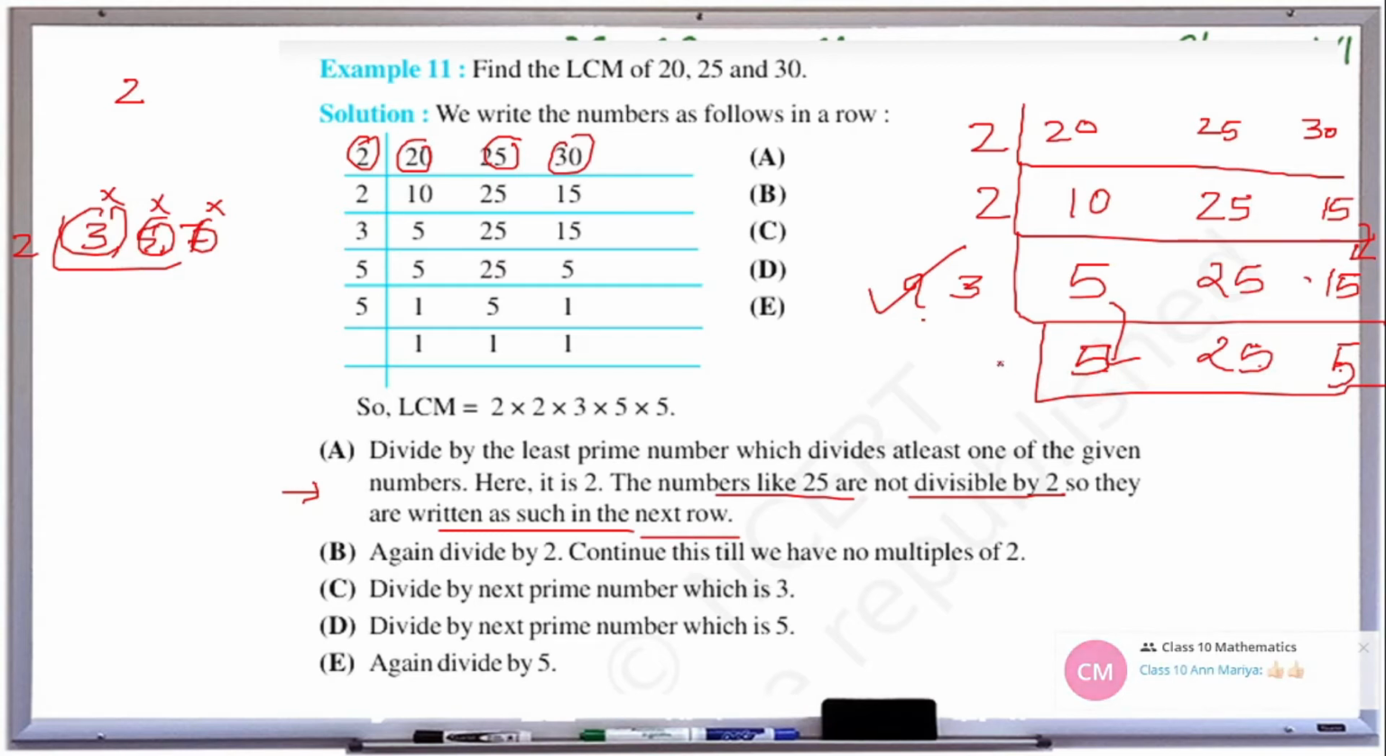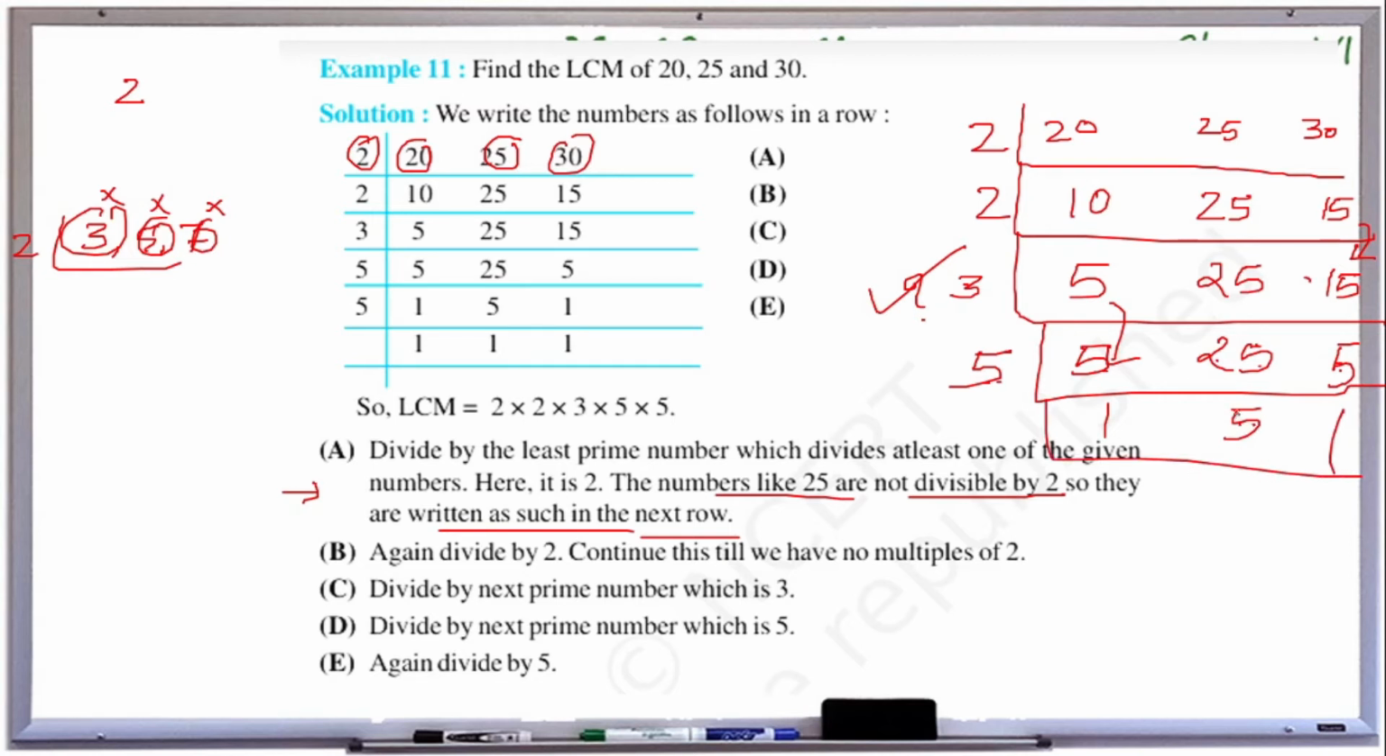Next, 3 is also not possible because 5 is not divisible by 3, 25 is not divisible by 3, 5 is not divisible by 3. The next prime number is 5. Yes, by looking at it we can say that 5 is possible. 1 into 5 is equal to 5, 5 into 5 is equal to 25, and 1 into 5 is equal to 5. So we have to make the last row 1 1 1.